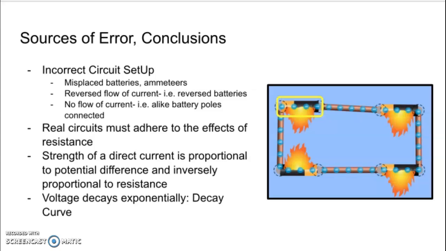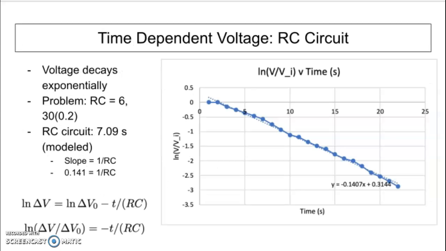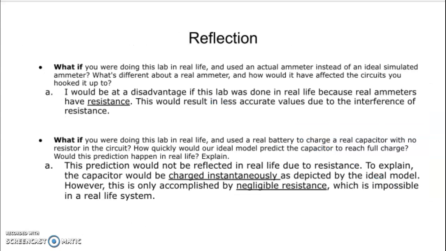And then some conclusions I wanted to make: real circuits must adhere to the effects of resistance. Strength of a direct current is proportional to potential difference, but inversely proportional to resistance, this idea of Ohm's law, and that voltage decays exponentially, as seen here in this decay curve.